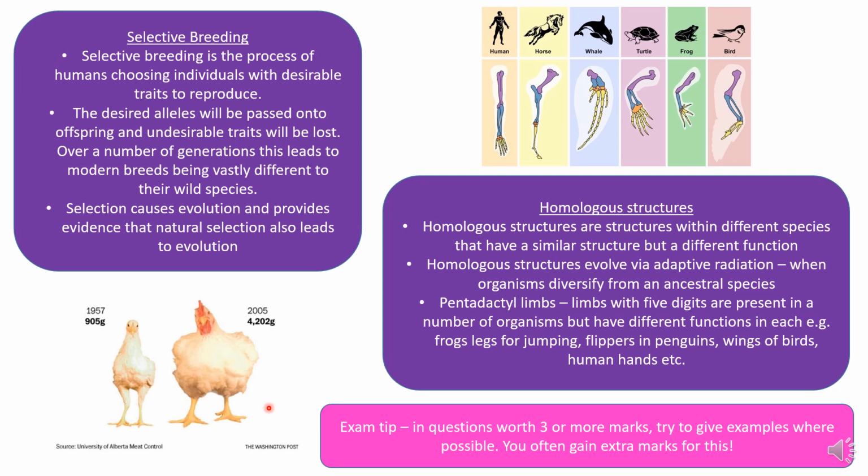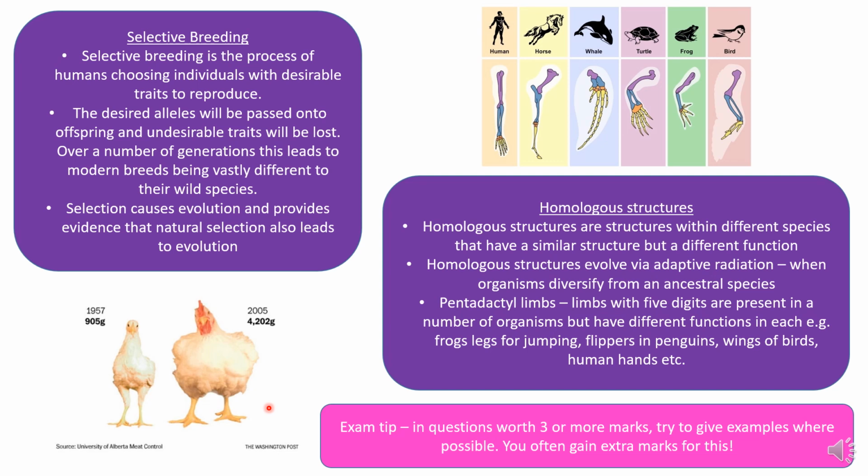Okay, homologous structures. So this is probably a new term. Homologous structures are structures within different species that have a similar structure but a very different function. They evolve by adaptive radiation. So adaptive radiation is when a certain group of organisms changes over a period of time to adapt to their environment. And then there's another group of organisms also adapting to a different environment. However, they did used to have a common ancestor.